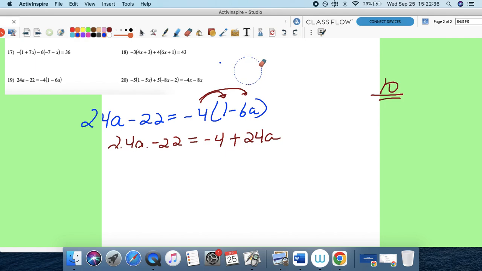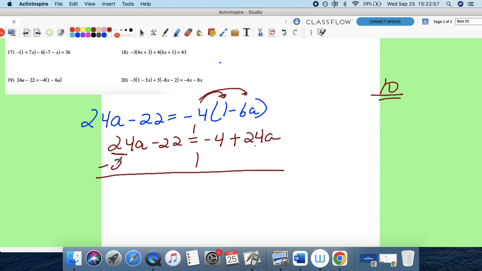But let me just take a step here and show the work. So we did the distributive property. Can we combine like terms? We can't because they're different. But now I have 24a and 24a here. So one of the 24s has to go. Because they're the same, it doesn't matter. Let's get rid of the 24a on the left.